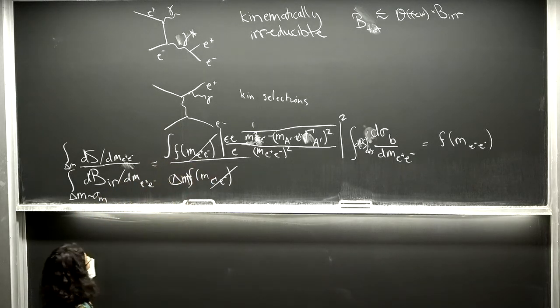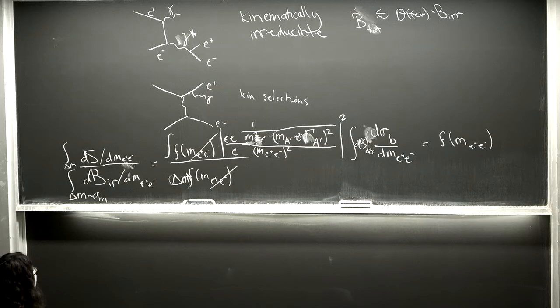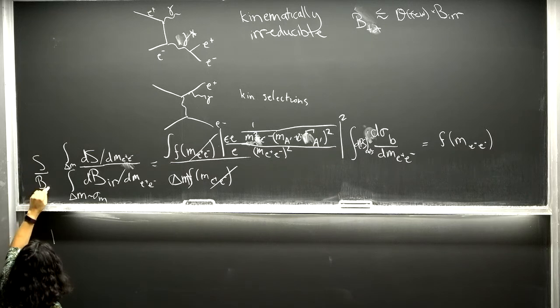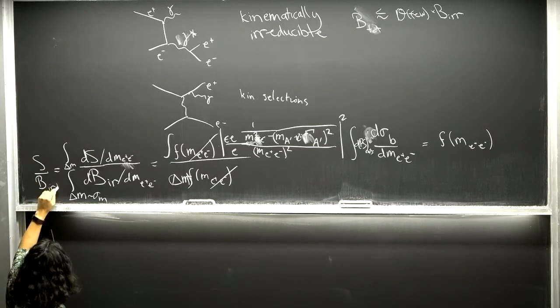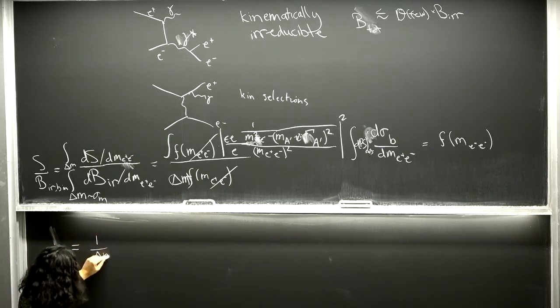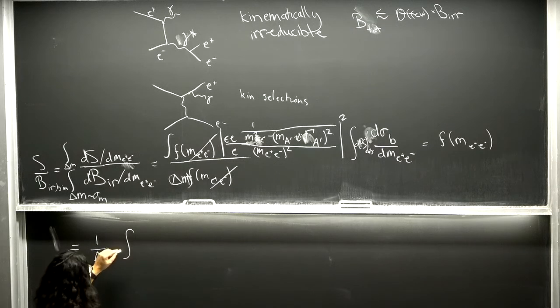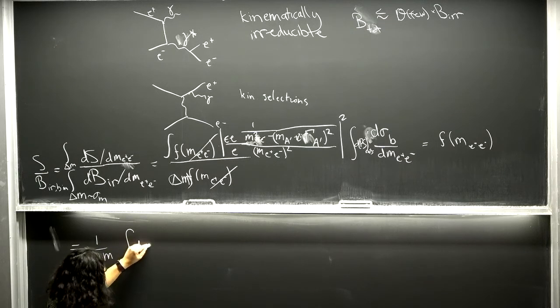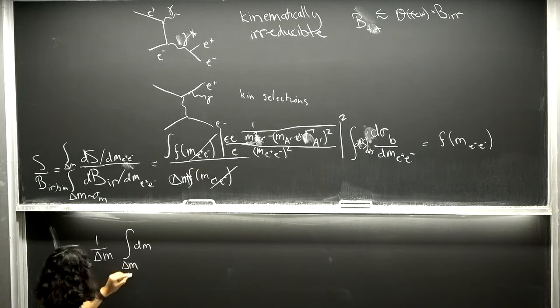I'll have to integrate that function. So my S over B irreducible in the bin is going to equal 1 over delta m times the integral dm over the same delta m window.